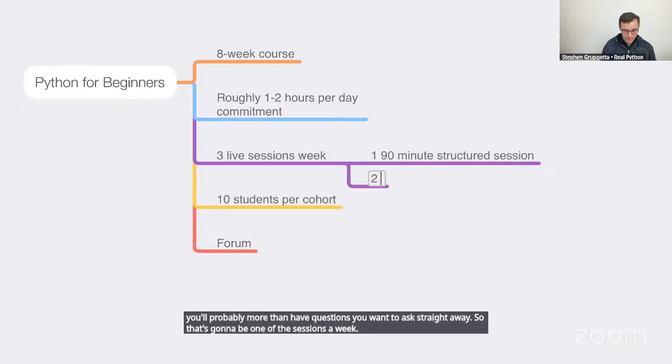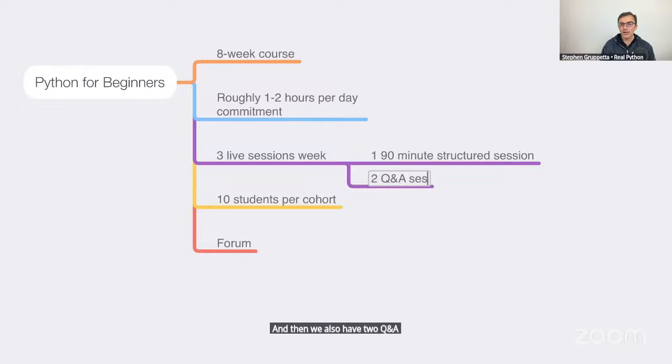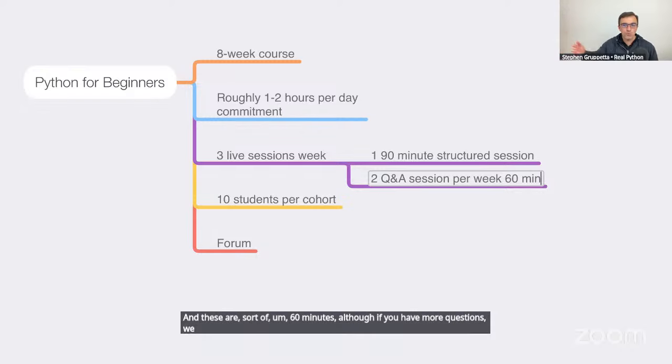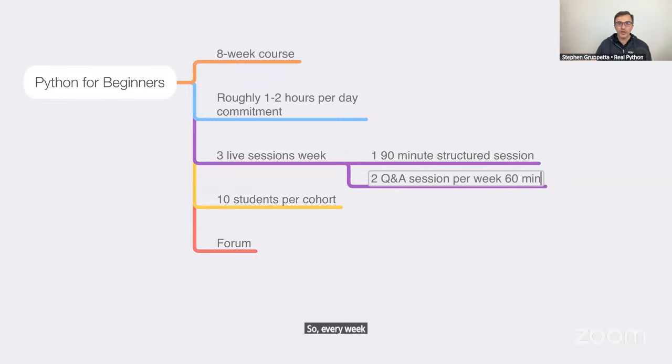And then we also have 2 Q&A sessions each week. And these are sort of 60 minutes, although if you have more questions, we sometimes go over the 60 minutes as well. So every week there's going to be 3 live sessions, a structured lesson on Wednesday, and the Q&As are on Monday and Friday in this course.